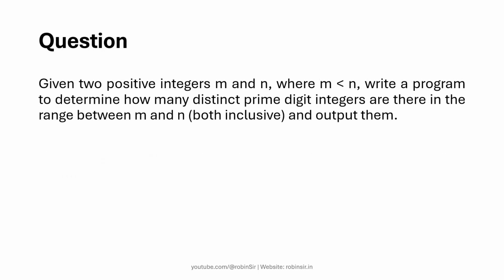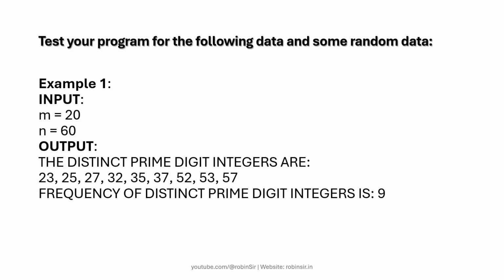So given two positive integers m and n, where m should be less than n, we have to write a program to determine how many distinct prime digit integers are there in the range between m and n, both inclusive, and we also need to output them. And we need to test our program for the following data and some random data.